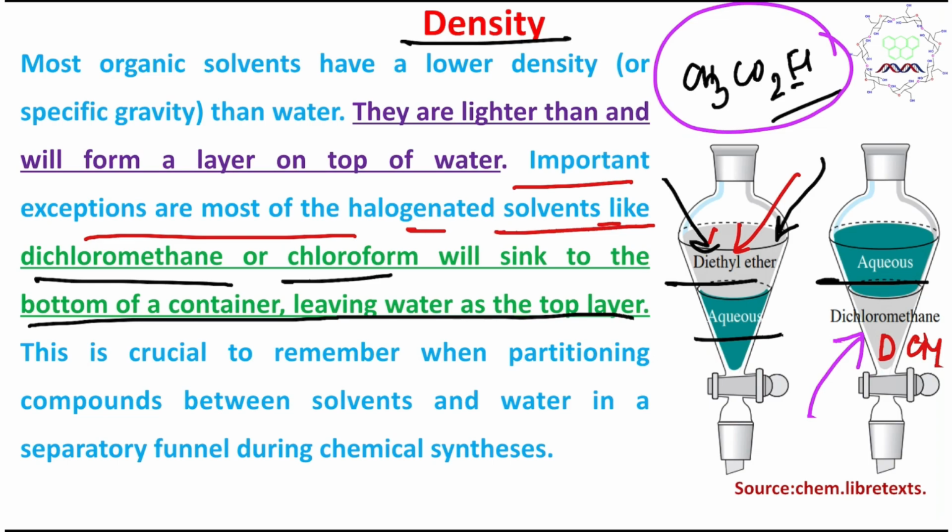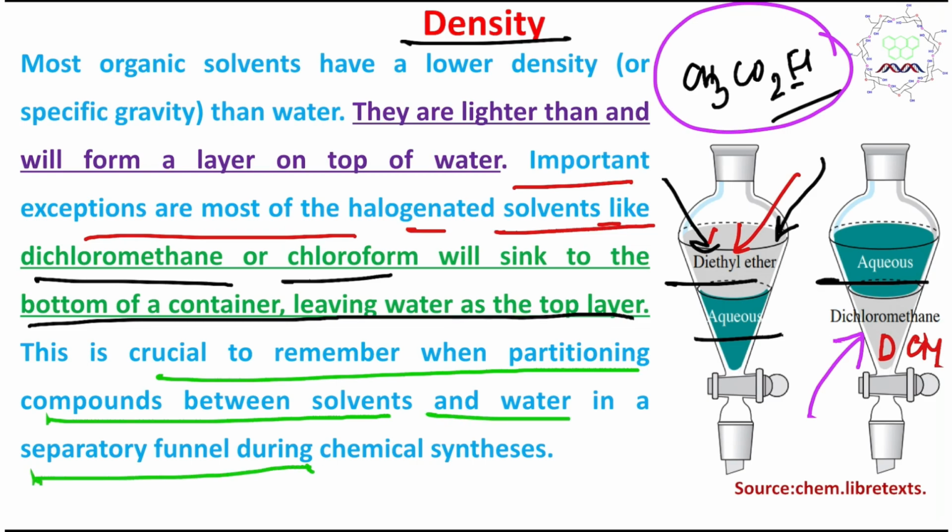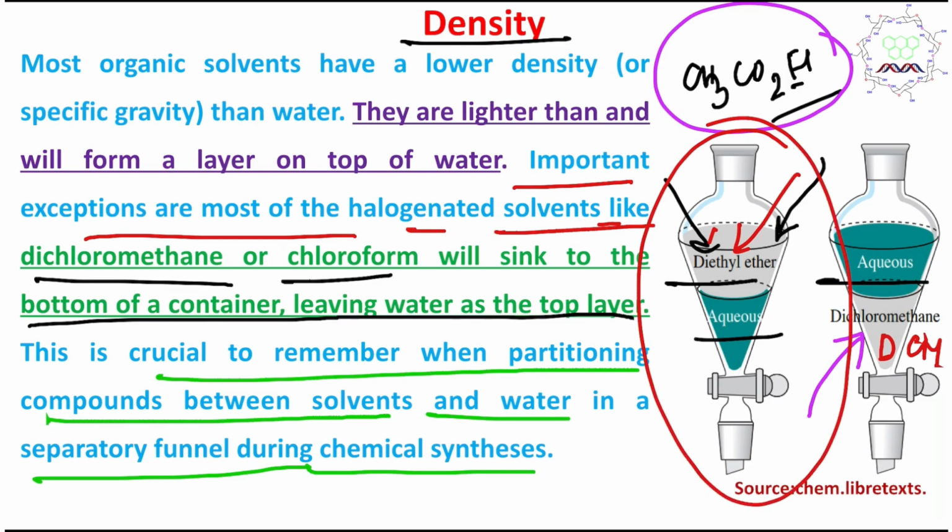Now this is crucial to remember, where partitioning a compound between the solvents and water in a separatory funnel during organic synthesis. This glass setup is called a separatory funnel, and whenever we do a chemical reaction, generally, I repeat, generally, we first evaporate the solvent to dryness. For example, if it's some other solvent, after that we use ethyl acetate-water or DCM-water, depending on the polarity and solubility of the molecule.